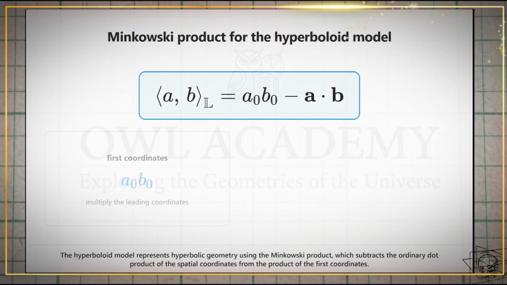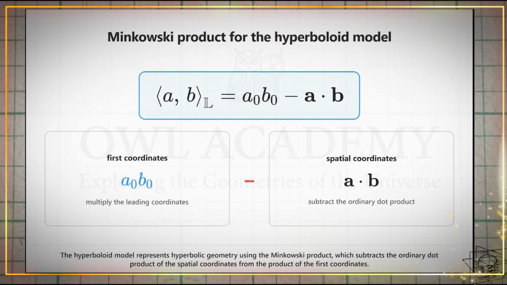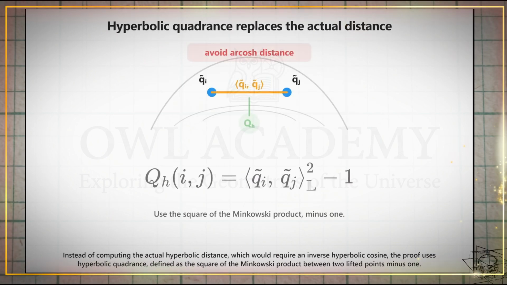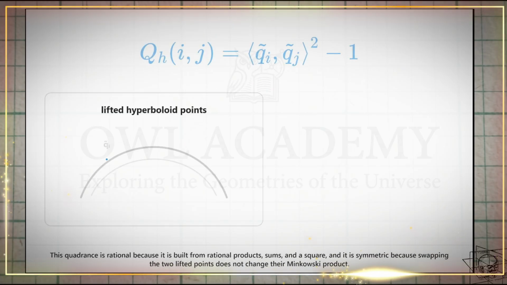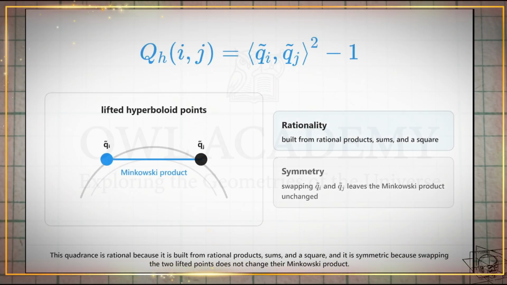The hyperboloid model represents hyperbolic geometry using the Minkowski product, which subtracts the ordinary dot product of the spatial coordinates from the product of the first coordinates. Instead of computing the actual hyperbolic distance, which would require an inverse hyperbolic cosine, the proof uses hyperbolic quadrants, defined as the square of the Minkowski product between two lifted points minus 1. This quadrant is rational because it is built from rational products, sums, and a square, and it is symmetric because swapping the two lifted points does not change their Minkowski product.